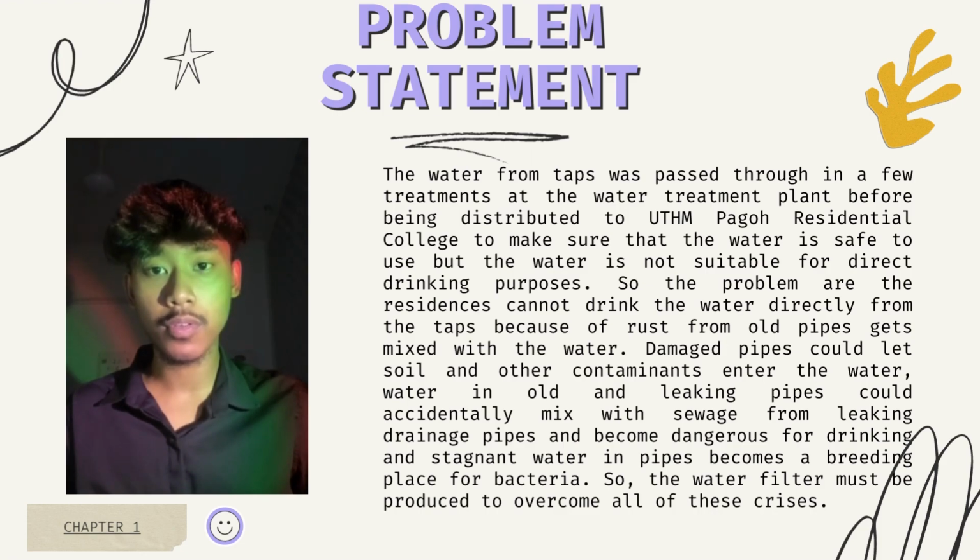Damaged pipes could let soil and other contaminants enter the water. Water in old and leaking pipes could accidentally mix with sewage from leaking drainage pipes and become dangerous for drinking, and stagnant water in pipes becomes a breeding place for bacteria. So, the water filter must be produced to overcome all of these crises.